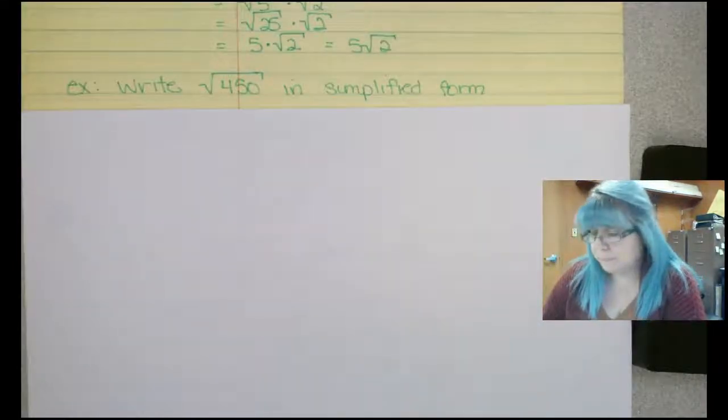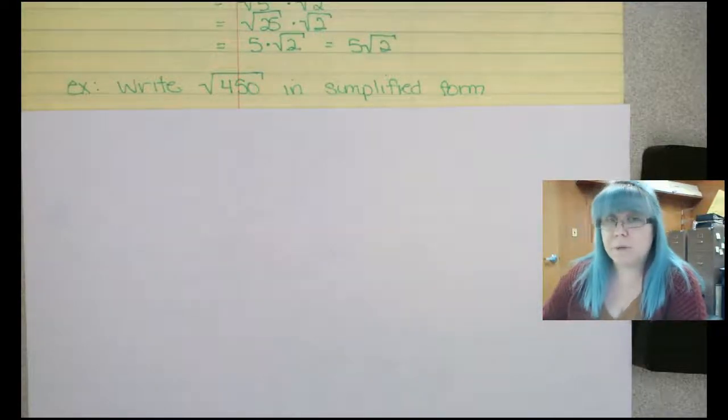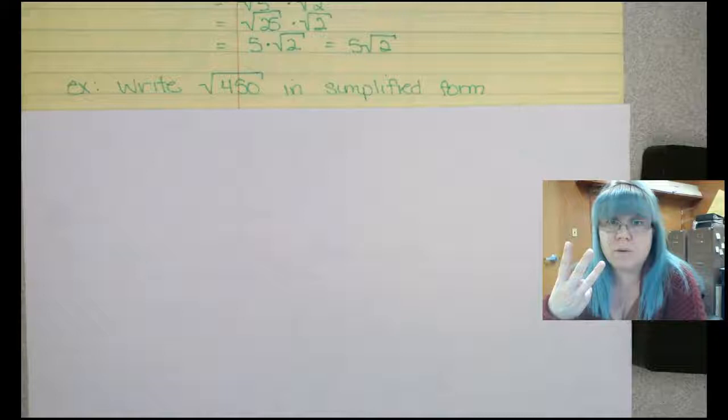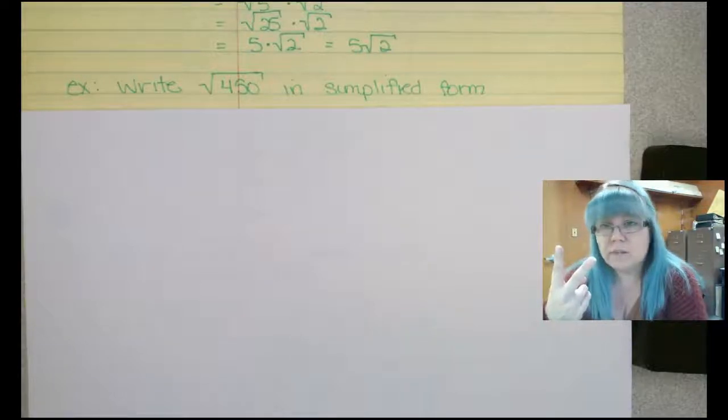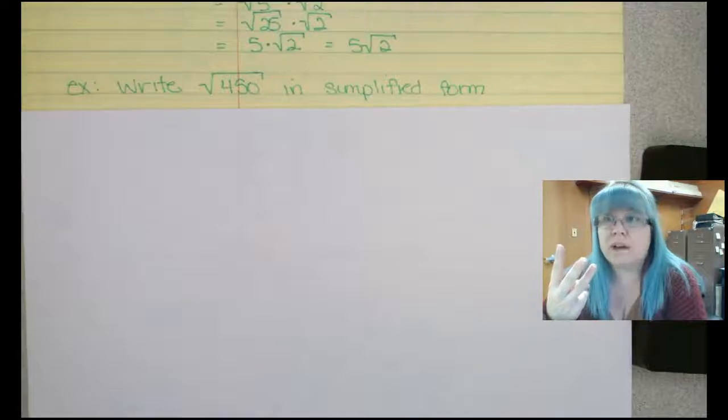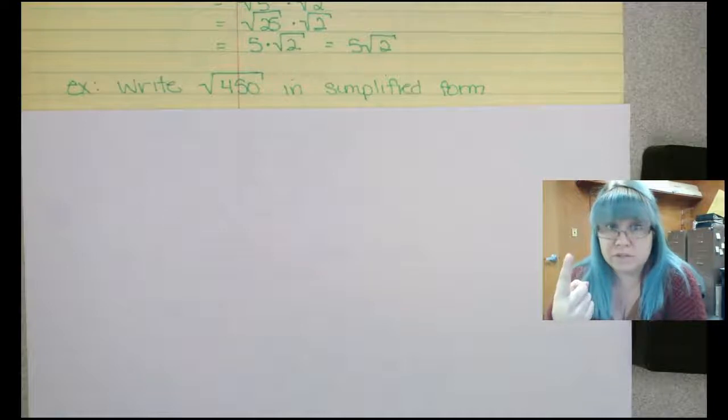All right, let's see another one. The square root of 450 in simplified form. Now remember, we have 3 criteria for simplified form. One is there's no power underneath the radical symbol that's greater than or equal to the index. The index here is a square root, therefore the index is 2. Second one is no fractions. Well, we're not dealing with fractions here, so we don't have to deal with that. And the third one is no radicals in the denominator. Well, we don't have a denominator, so we only have to deal with the first rule.